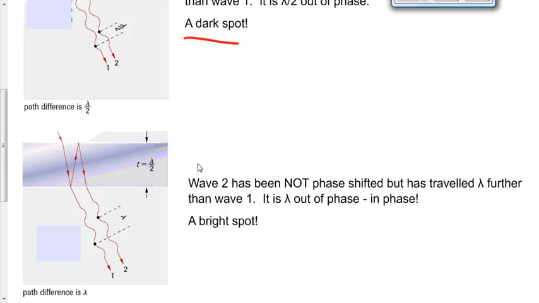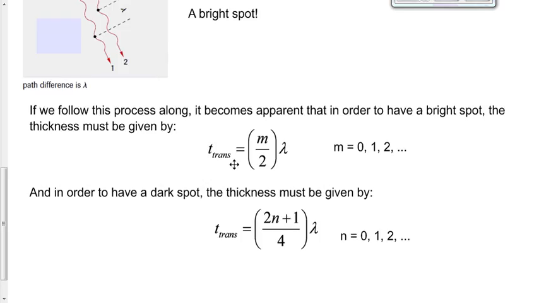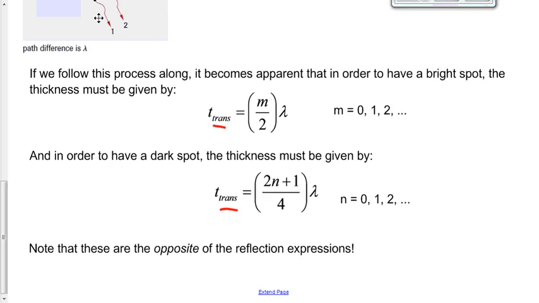Okay, so again, we imagine continuing this process on forever and ever, ad infinitum, and we end up with some pretty nice expressions again for the thicknesses of our films. Notice I've added some subscripts here, trans for transmission. And if you're keen, you might have noticed that these are completely the opposite of the reflection expressions. This is sometimes troubling for people. I'm sorry, that's just the way the universe works. But in order to get a bright spot with transmission, we have to have m over 2 lambda, and in order to get a dark spot, it has to be (2n plus 1) over 4 lambda.